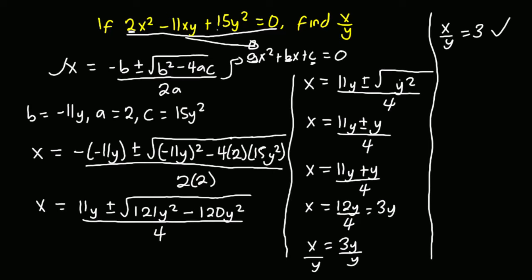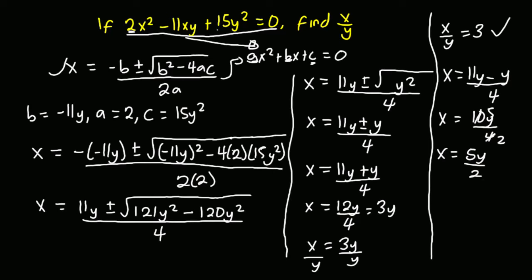Now the second value of x is 11y. We are going to take the negative side. So 11y minus y all divided by 4. So meaning that x is equal to 11y minus y, which will give us 10y divided by 4. So breaking this down, if we simplify, we know that 2 goes into this 2 and will go into that 5. So we have 5y on 2.